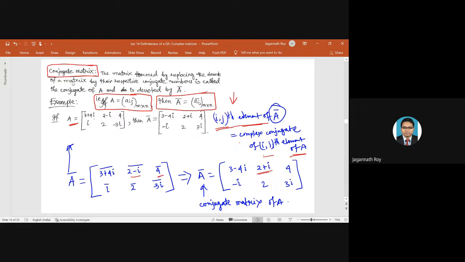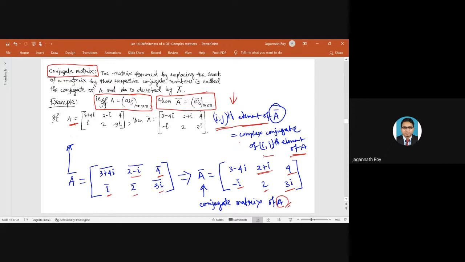This is a real number, so it will remain the same. Here it is i, so this will be minus i. Here it is 2, again it will remain the same. So minus 3i will become plus 3i. So this is the conjugate matrix of A.